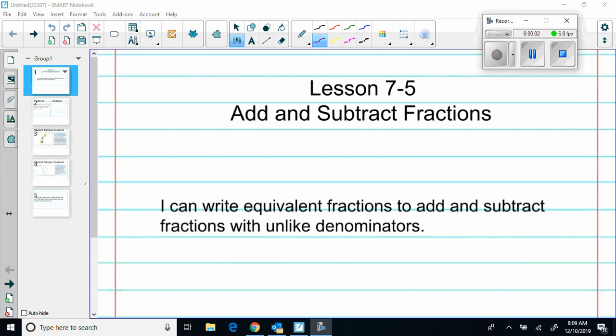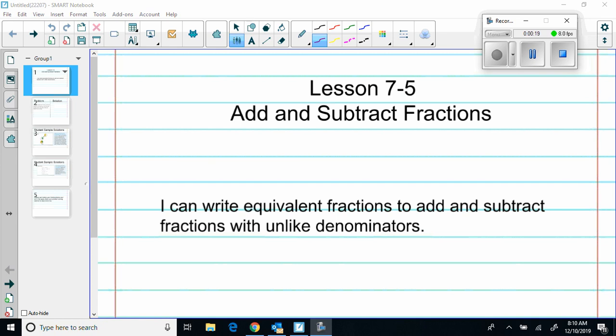Welcome to lesson 7-5, add and subtract fractions. If you could please write the title of your topic at the top of your page. Lesson 7-5, add and subtract fractions. Once you get that written, push play.